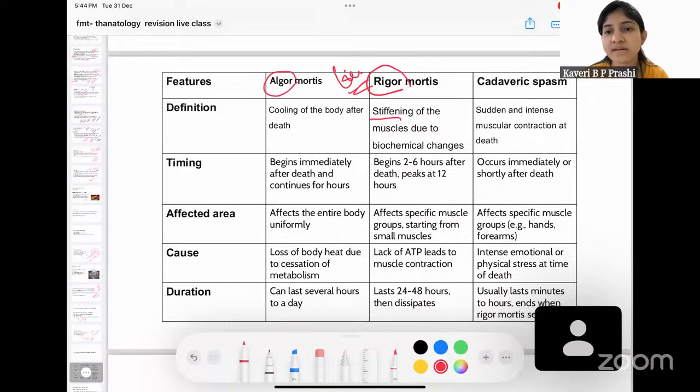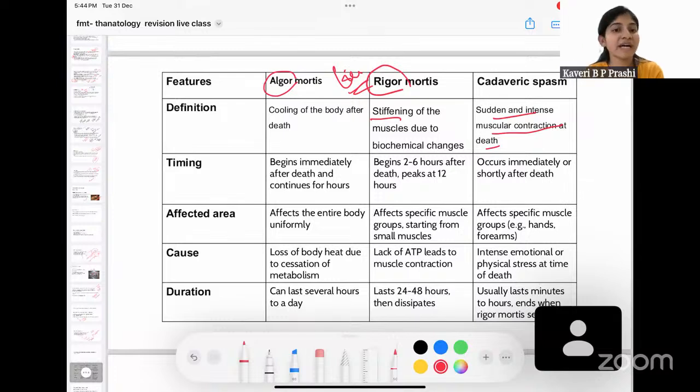Then we have cadaveric spasm, which is sudden and intense muscular contraction at death. See, whenever death happens, and it is such a death where there won't be any time frame. Okay, like for example, if a person shot himself, there is so much emotional outburst that the muscles can go into something called as cadaveric spasm.